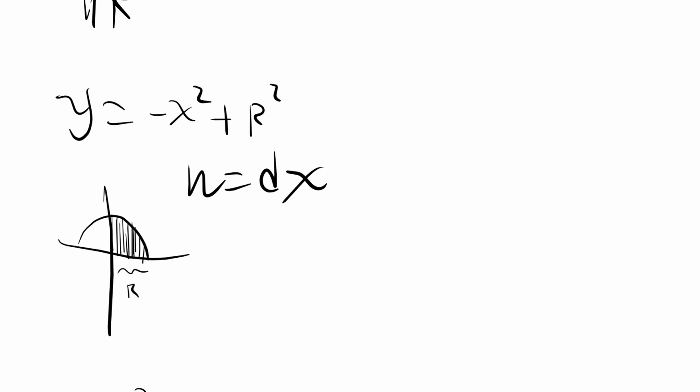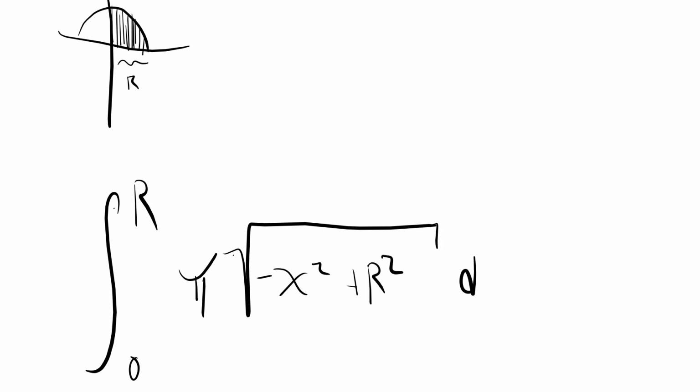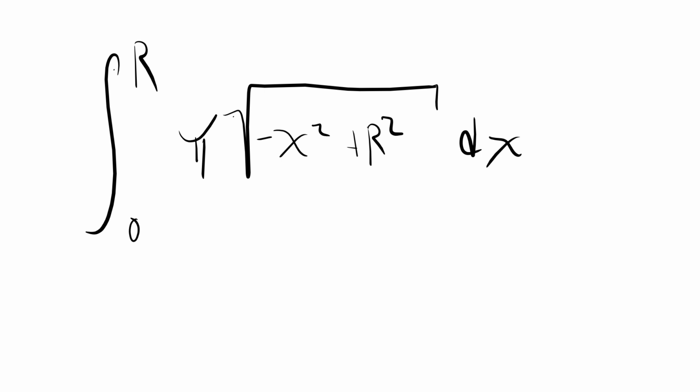So we can represent this as big R, and then we have pi, and then we have the square root, because of course I forgot to put the square root right here, where r is just equal to the function, so the square root of negative x squared plus r squared, dx. And don't forget to square this bit.